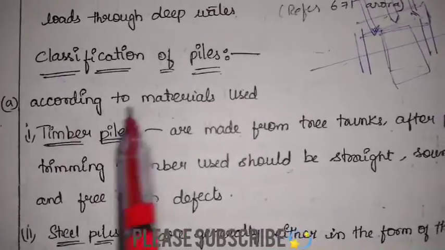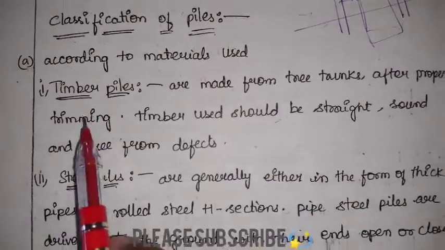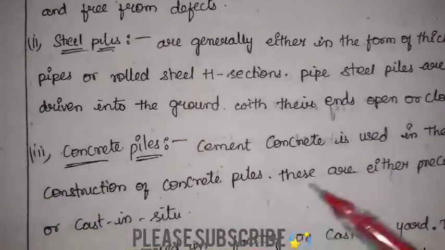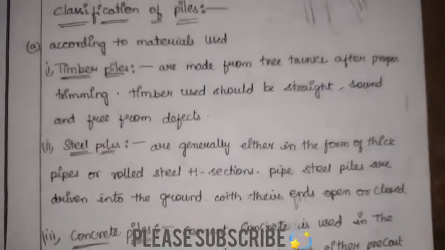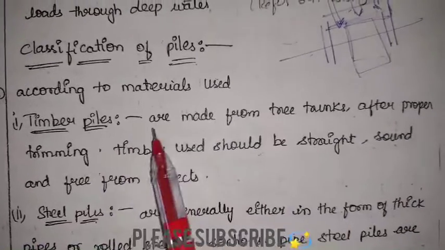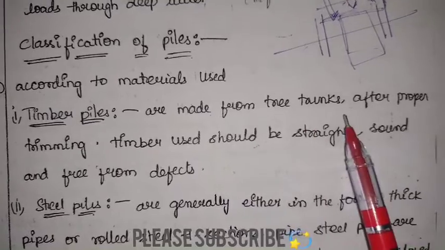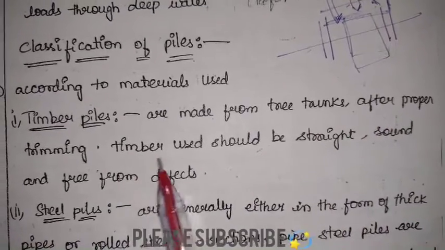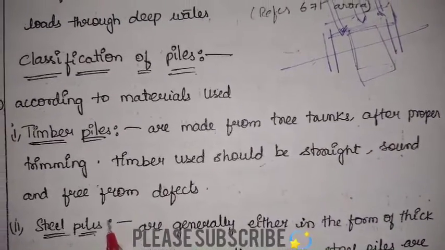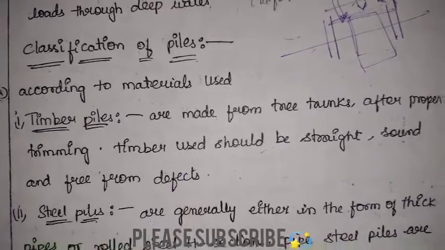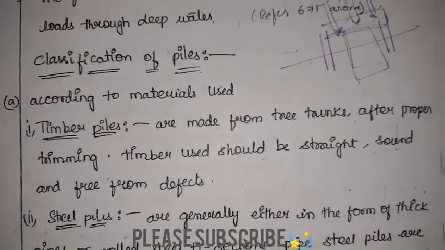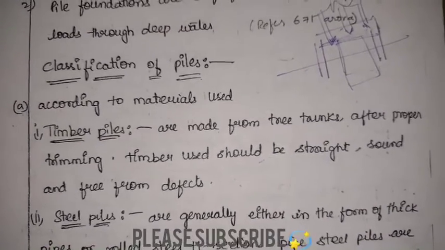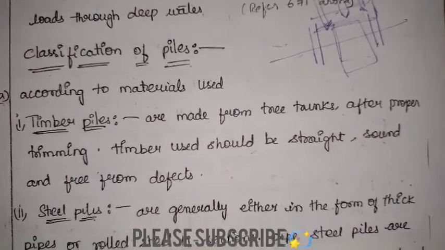Next, classification of piles. First comes according to the materials. According to the material, we have timber, steel, concrete. Generally, we are using timber that is made up of tree trunks. After proper trimming, timber used should be straight, sound, and free from defects. So whatever the timber is there, it is properly seasoned to remove all the defects, so that then we are using it in these piles.